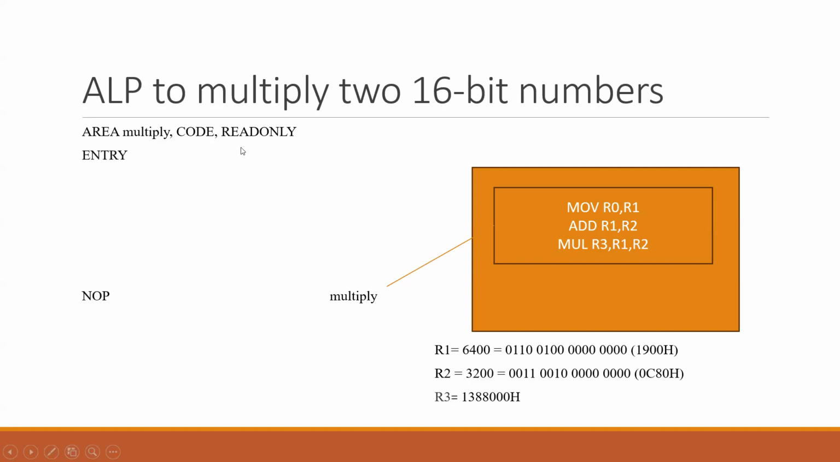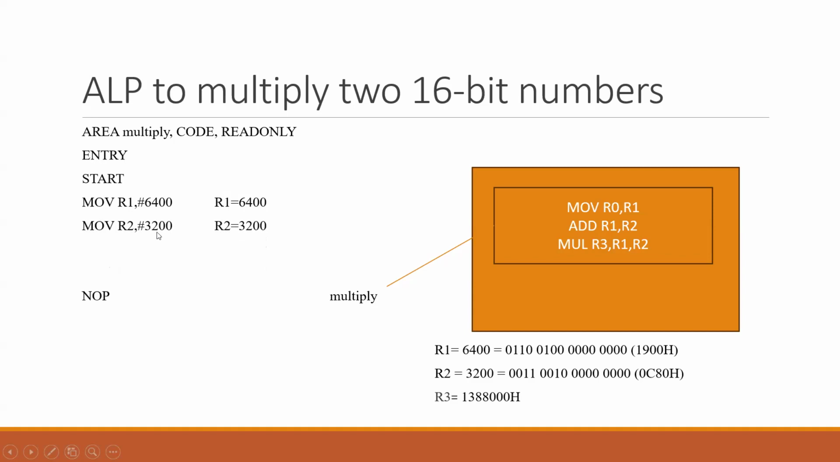Next, we take the ENTRY directive, which indicates the entry point for the code. Next, START, which indicates the start of execution of instructions. ENTRY and START are the labels. Next, we have the first number, which is moved into register R1. After execution of this instruction, R1 is equal to 6400, which is decimal. Next, we are taking the second value, which is written using a move instruction, that is, MOV R2, 3200.